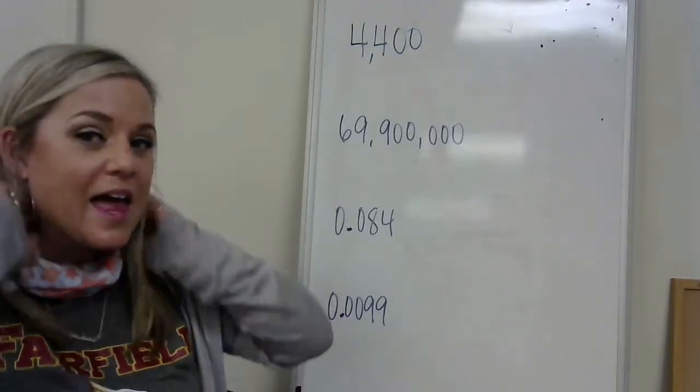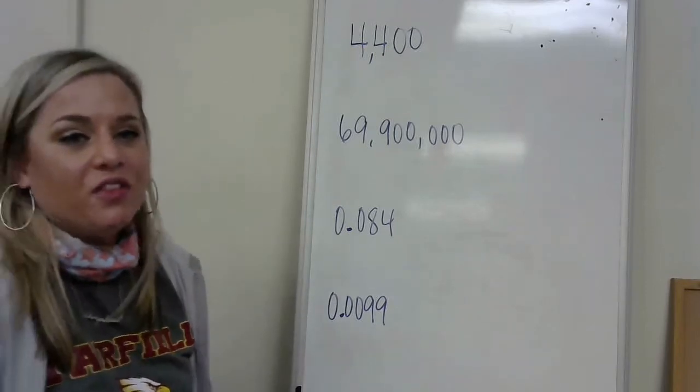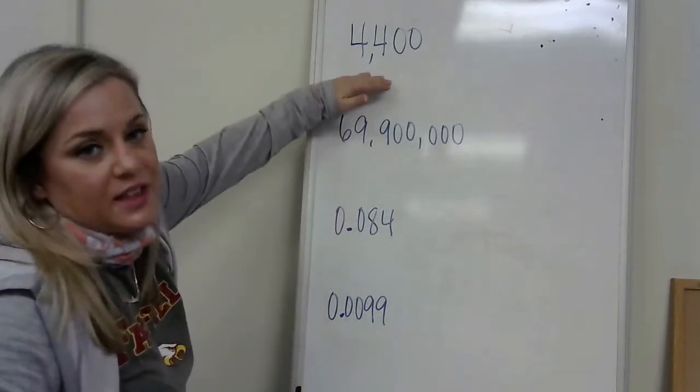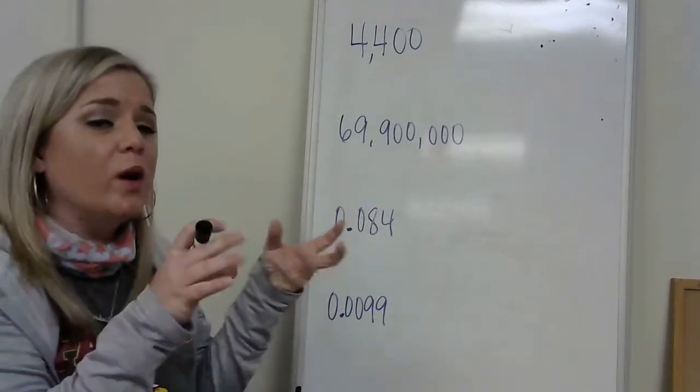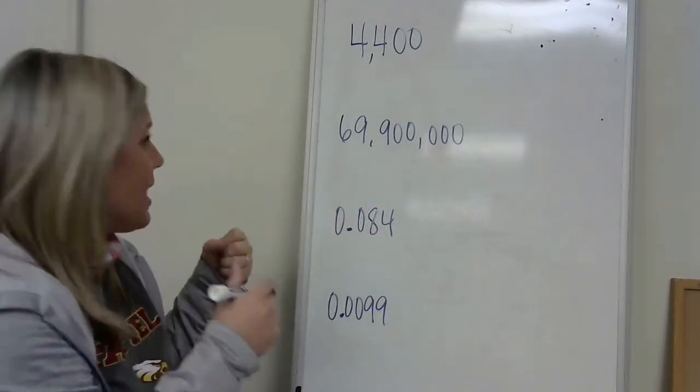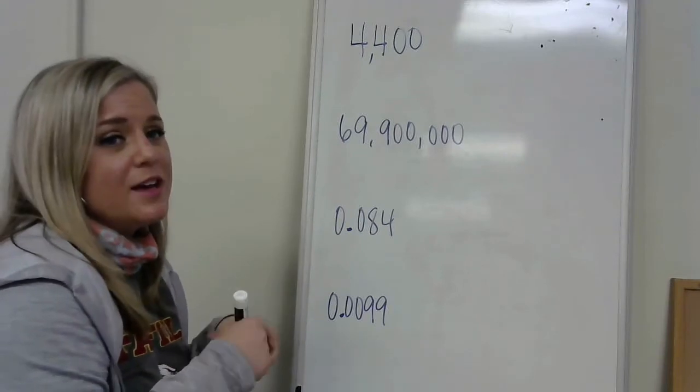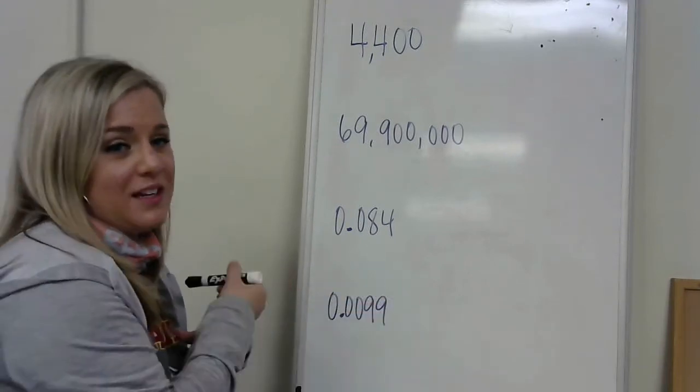Okay, so now we're going to go backwards with this. Let's look at this. This is a whole number. So this is where it gets a little tricky, because we're actually going to be moving our decimal. We're going to be adding a decimal and moving it to the left.